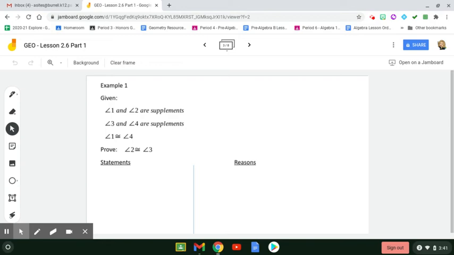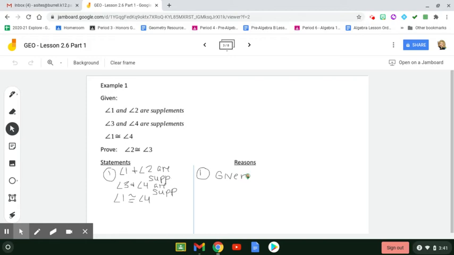So let's see, we can write some things down. We may or may not need a picture. Let's write down what we know. Always write down our givens first. Angle 1 and angle 2 are supplements. We can also write down angle 3 and angle 4 are supplements. And they're also telling us in the given that angle 1 is congruent to angle 4. And our reason is that it is given.